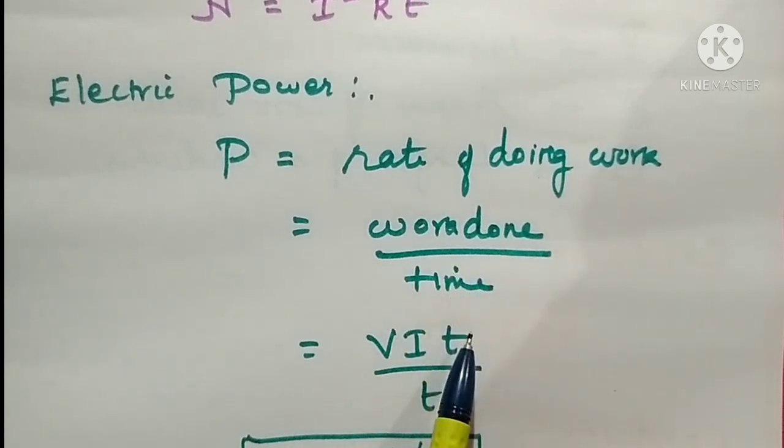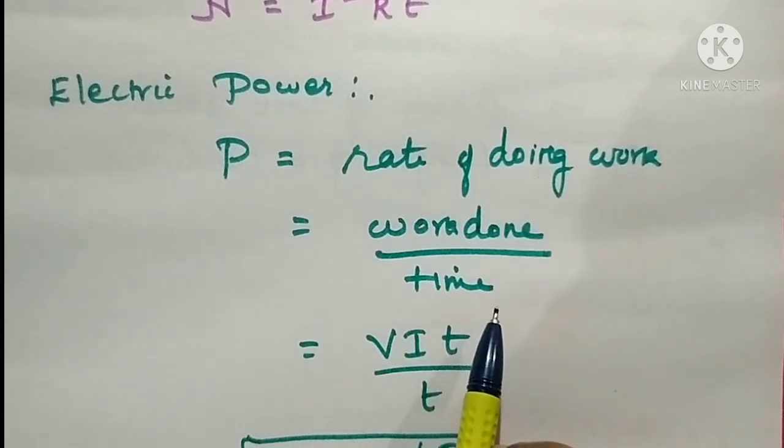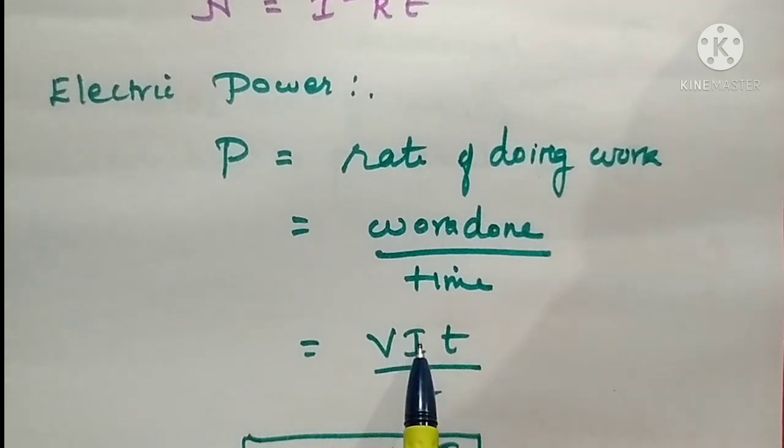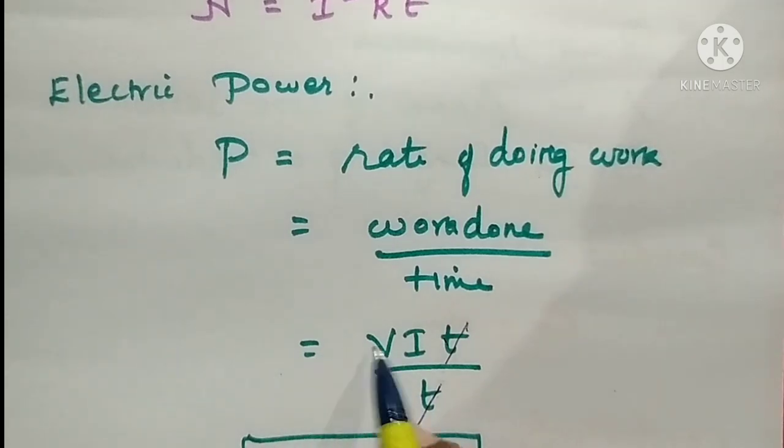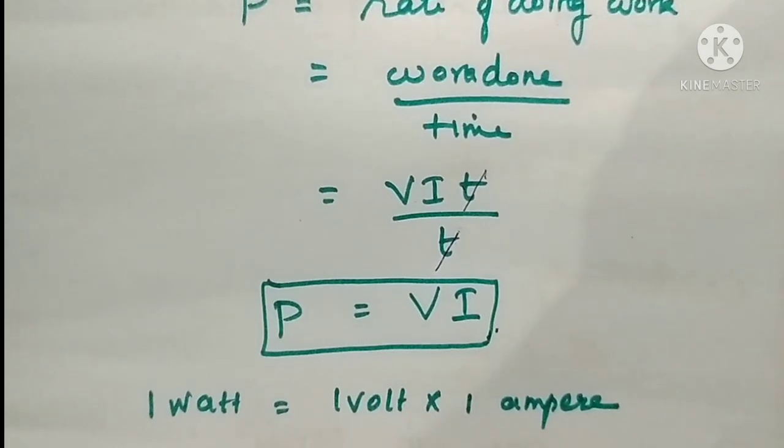Then how will you find the work done? Work done is equal to voltage into current into time. Divided by time again, this T and this T will get cancelled. So the remaining value is voltage into current. So power P is equal to voltage into current. That is the formula for power.